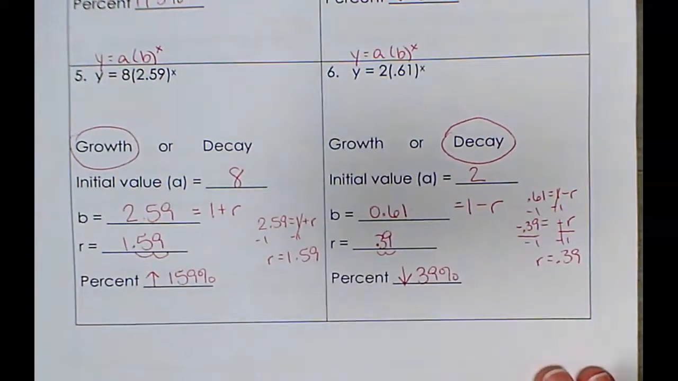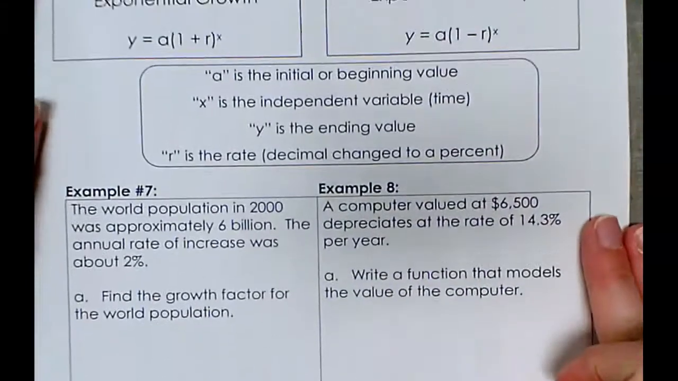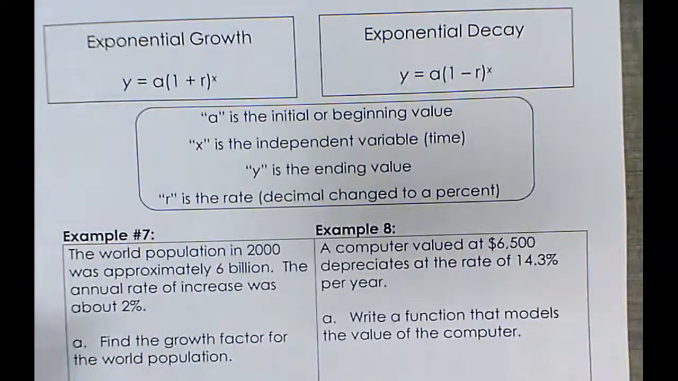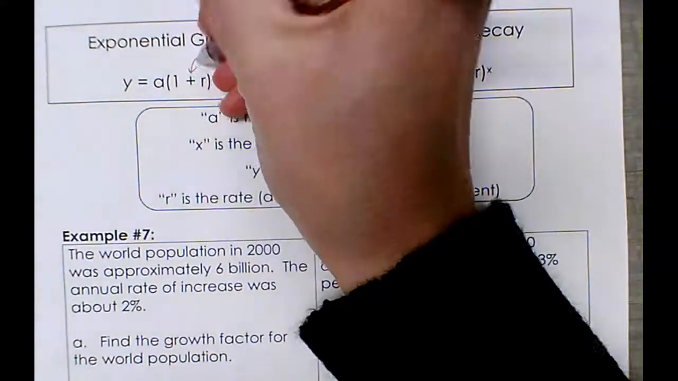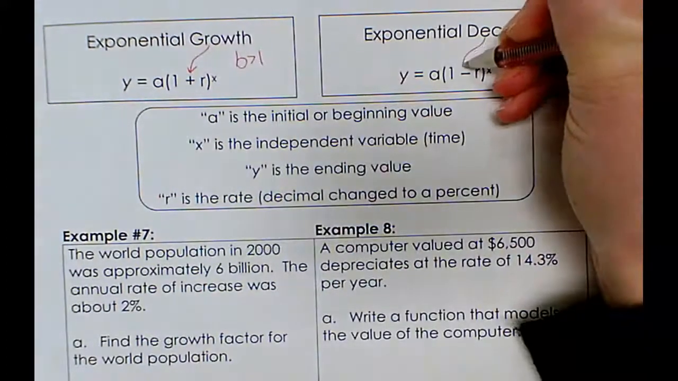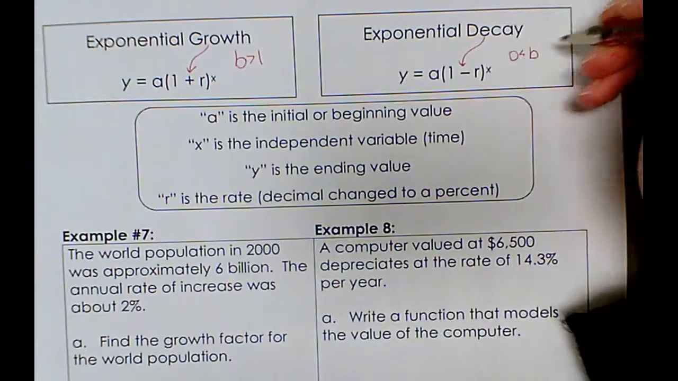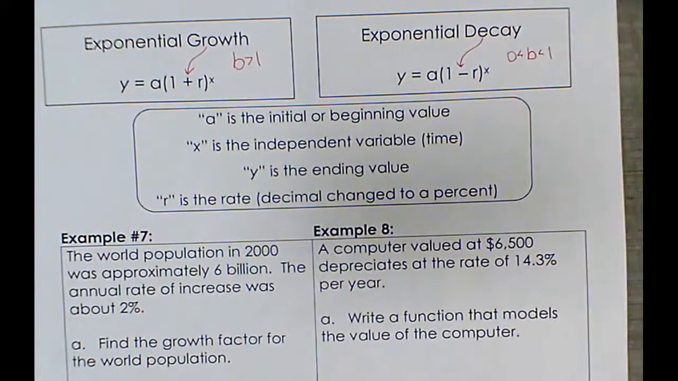So we're going to flip to the last page of our notes today. We have 2 more examples. This at the top of the page is just to help you remember that exponential growth has a plus. So this b value is greater than 1. And exponential decay has a minus. The b value is greater than 0 but less than 1. So it's between 0 and 1.